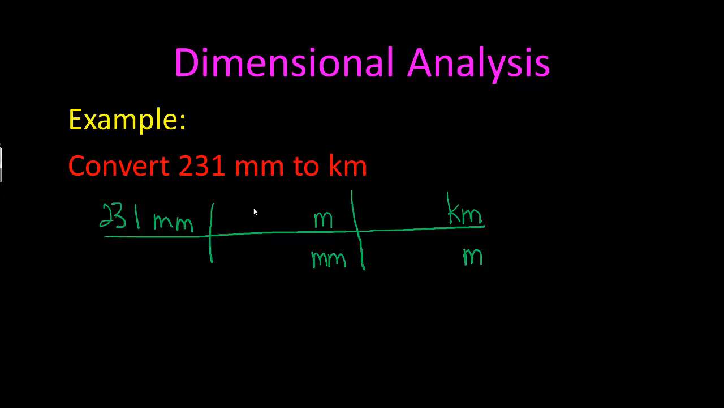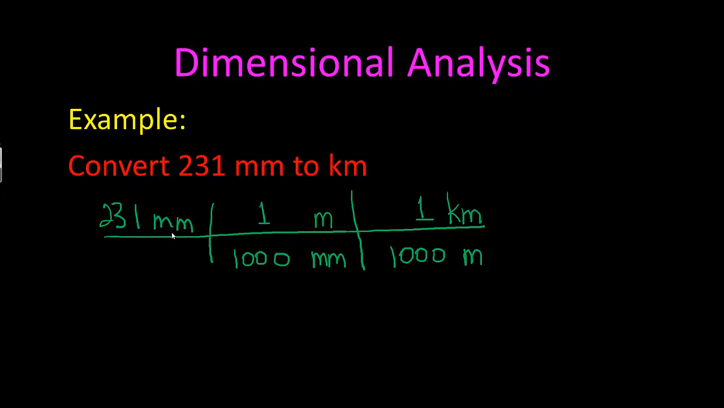Now we're going to fill in all of our numerical relationships here. We're going to ask ourselves, how many millimeters are in 1 meter? Well, there are 1,000 millimeters in 1 meter. Then we come over here and we ask ourselves, how many kilometers are in a meter, or how many meters are in a kilometer? Well, there are 1,000 meters in 1 kilometer.